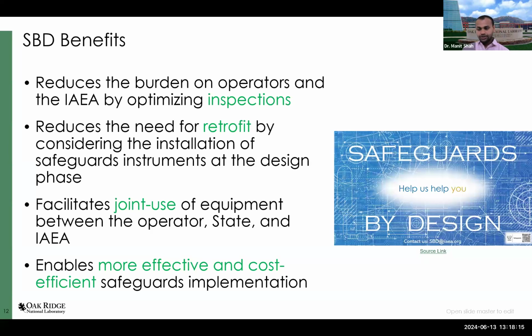Another is the joint use. While the state may deploy its systems for national or domestic safeguards, the IAEA will be planning to deploy its own measures for performing international safeguards verification. Supporting this from the start, at the design stage, allows them to employ joint-use equipment that could serve both of their needs. Obviously, this still requires its own effort, but it allows them to minimize the costs associated with each of them.